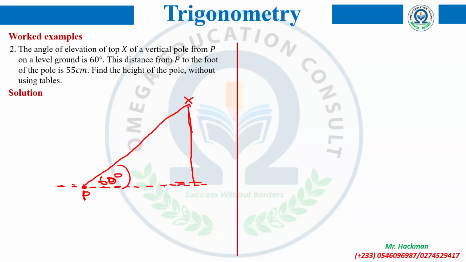So on that note, I can indicate my 90 here. Then this now becomes a continuous line, and I know I'm dealing with a right angle triangle. Remember, we are told the distance from P to the foot of the pole. So this is the foot of the pole. It didn't come with a name, so let me call it A. So the distance between A and P will be the 55 centimeters that we have there. Now, professors, are we fine?